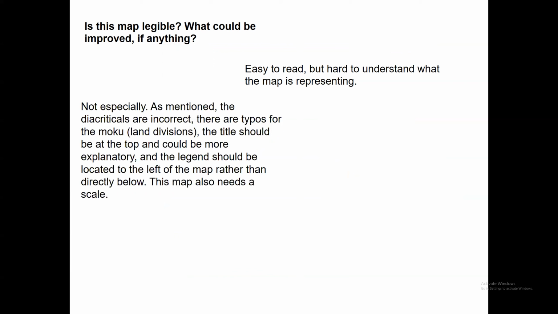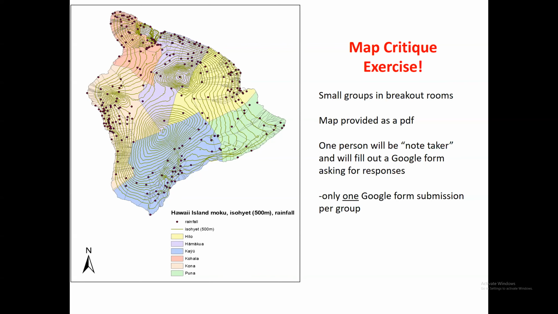These folks identify the diacriticals are incorrect. I've never seen this before, actually. That "Kau" is written K-A-umlaut-U-umlaut. I've never seen that before. It's very interesting.